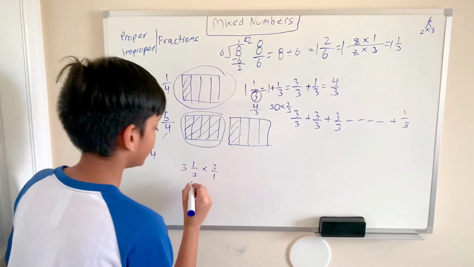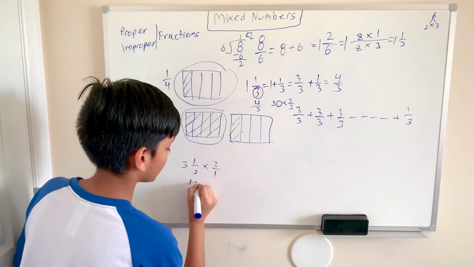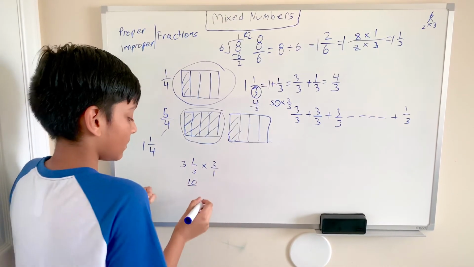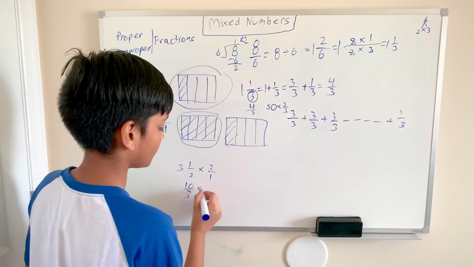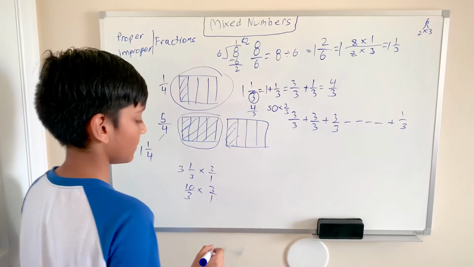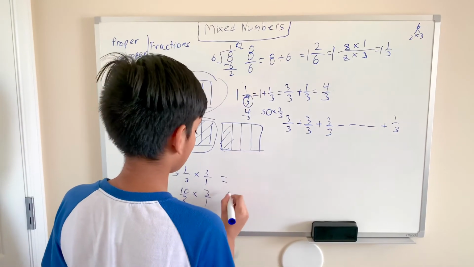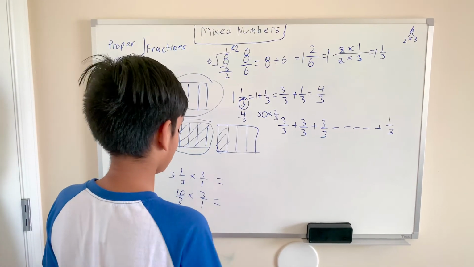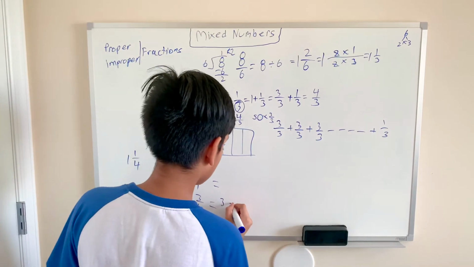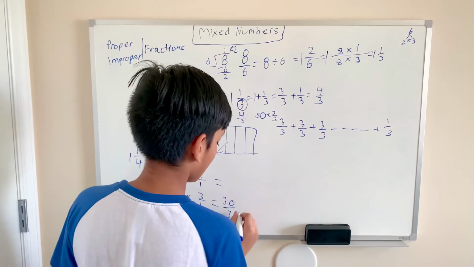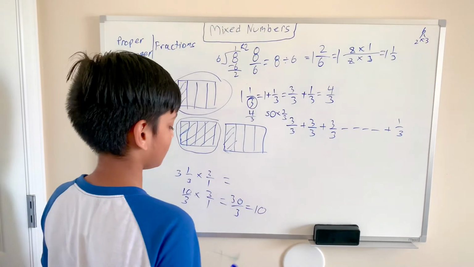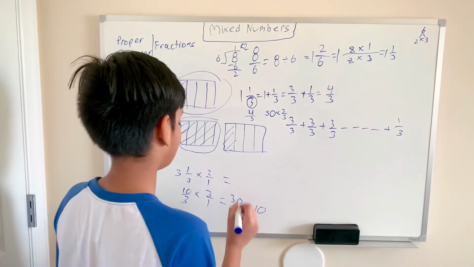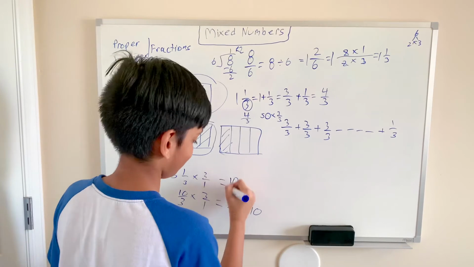But you could turn it into an improper fraction, and then you could multiply. So 3 times 3 is 9, plus 1 would equal 10. You keep the denominator, and then times 3/1. And those will both equal 30/3, and that will just equal 10 because we reduce it, and that will become a whole number, 10.